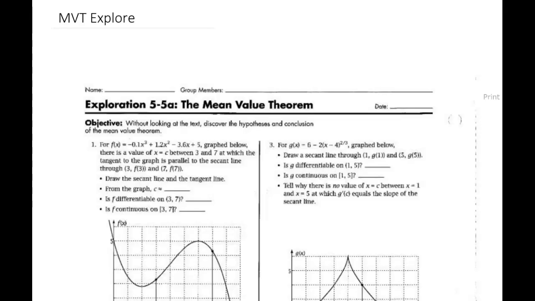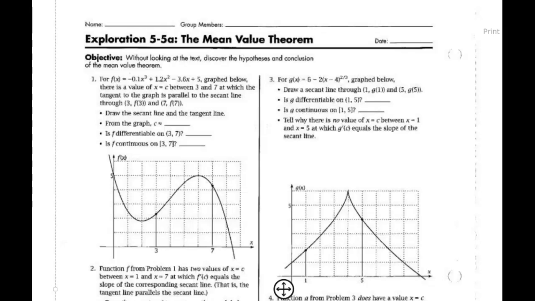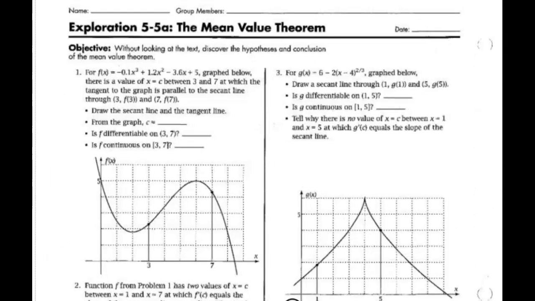Hello. Today we're talking about the mean value theorem again. We're going to look at graphs so you can kind of visualize what it means a little better. So for number one, we have that lovely cubic function and its graph below. There's a value between 3 and 7 at which the tangent to the graph is parallel to the secant line.